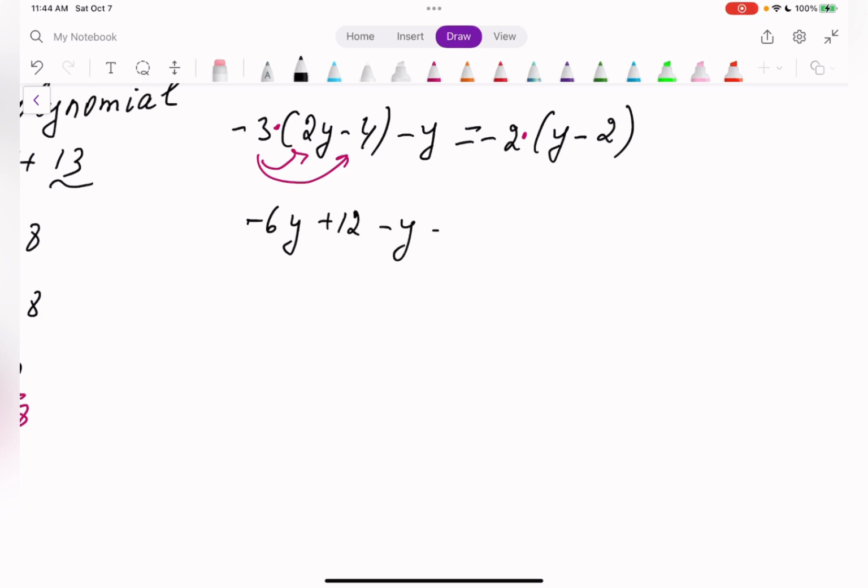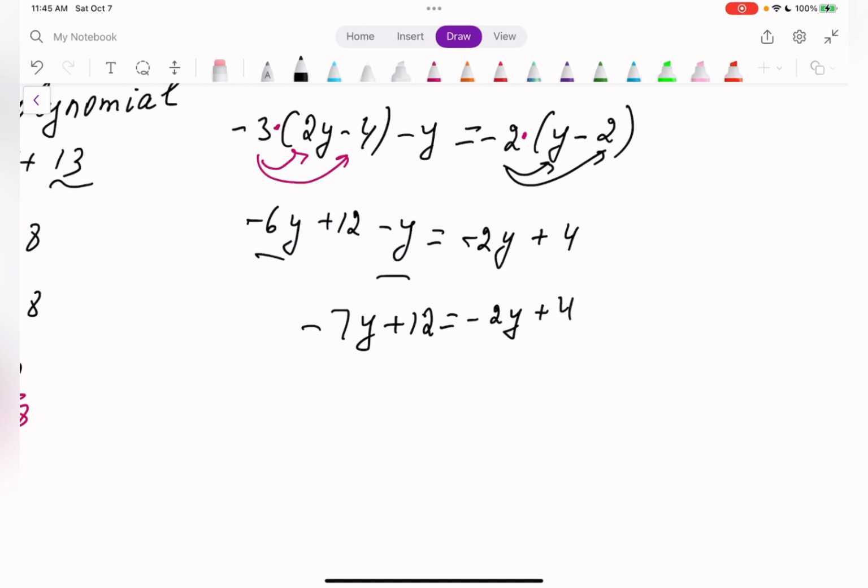Minus y, I'm leaving alone so far. Negative 2 times y is going to be negative 2y, and negative 2 times negative 2 is going to be positive 4. Okay, let's combine like terms. This is negative 7y plus 12 equals negative 2y plus 4.